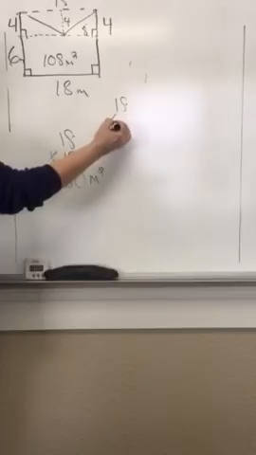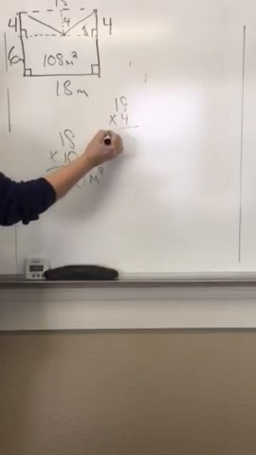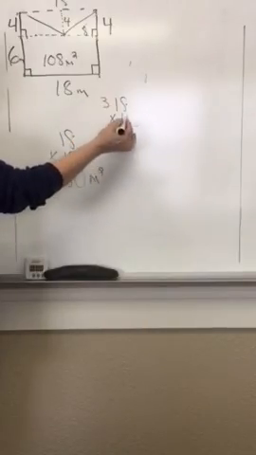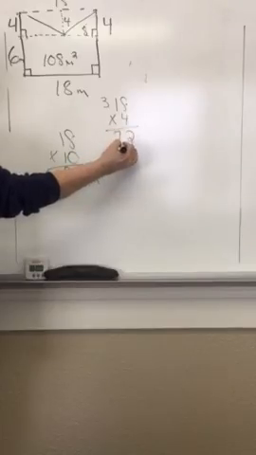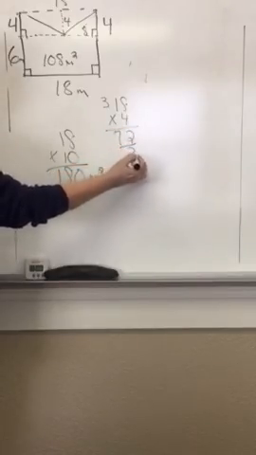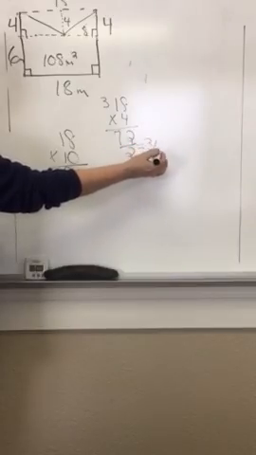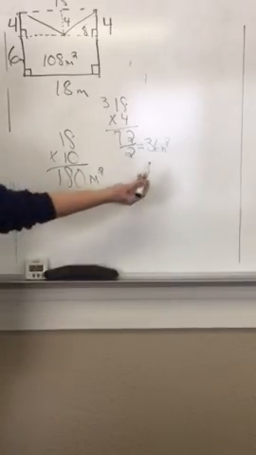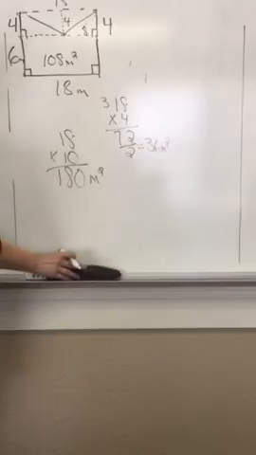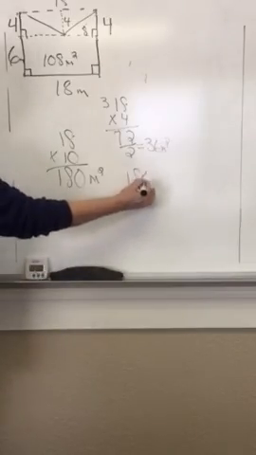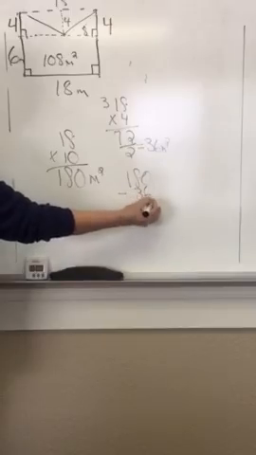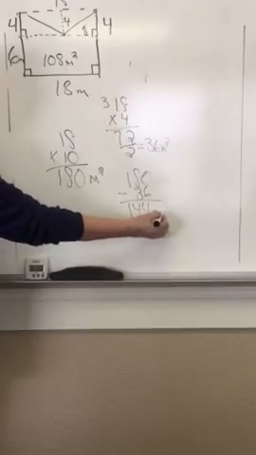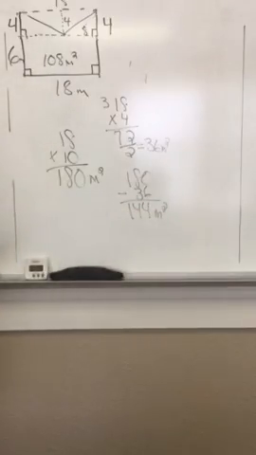So 18 times 4 is 8 times 4 is 32. Put down the 2 and carry the 3. 4 plus 3 is 7. 72 divided by 2 gives us 36 square meters. So the entire rectangle was 180. The triangle that we're taking out is 36. So all we need to do is subtract 180 minus 36. And when we do that, we come up with 144 square meters. Exactly what we had before.